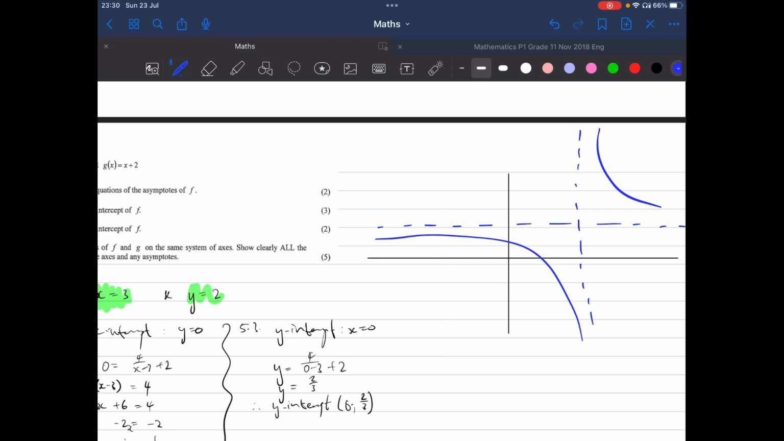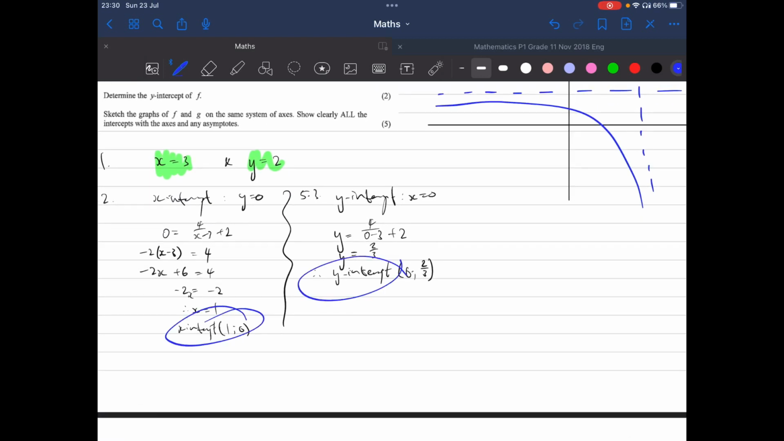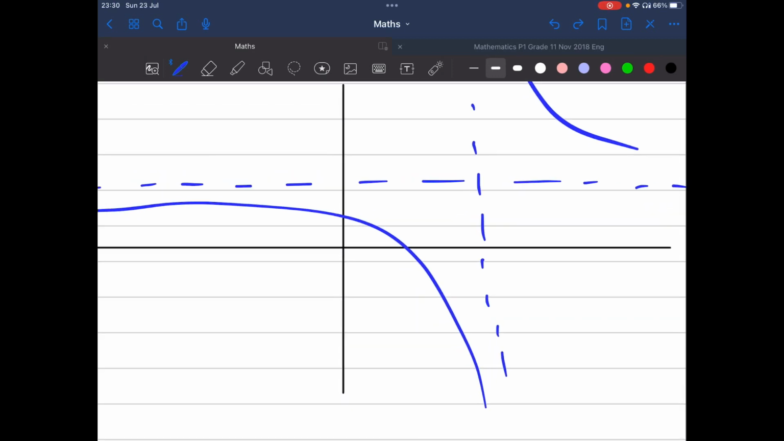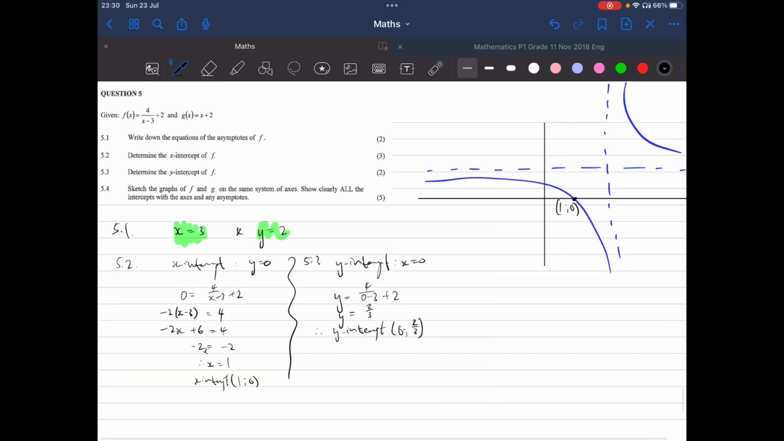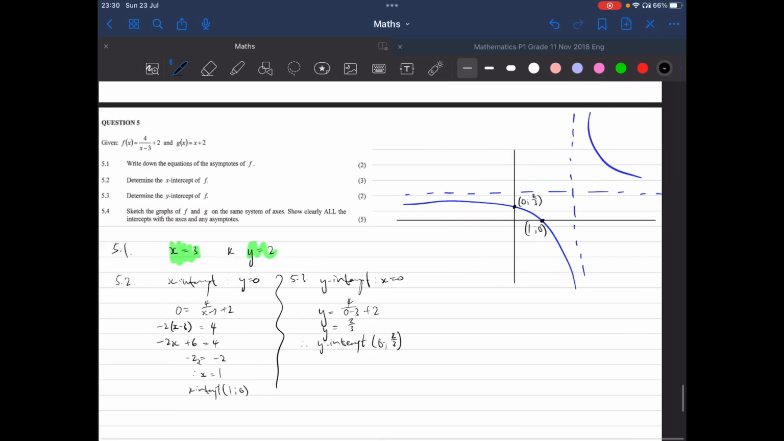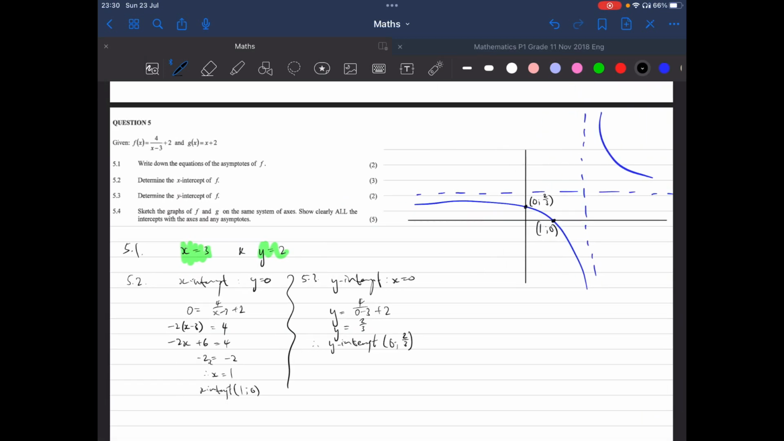Now let's put in these intercepts that we had. The x-intercept was at 1 and 0. And our y-intercept was at 0 and 2 over 3. So that takes care of f of x.